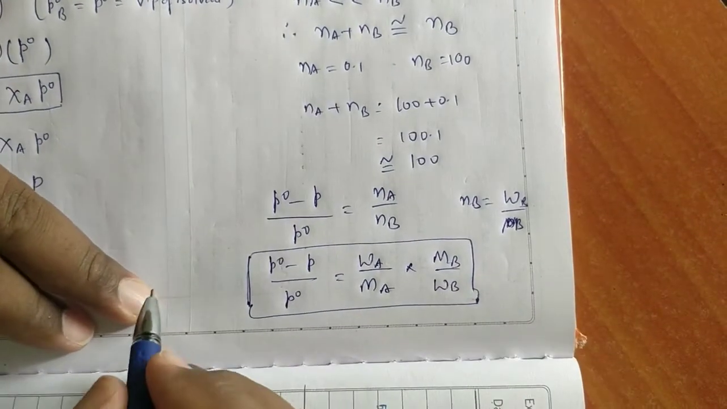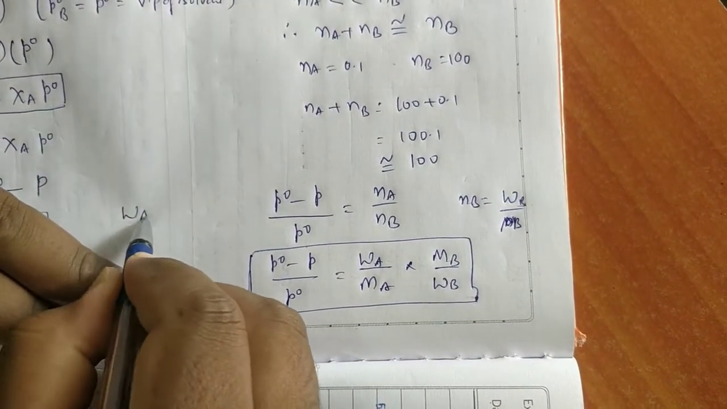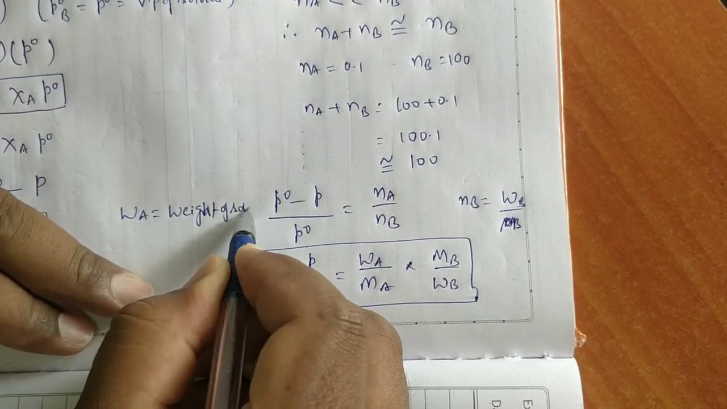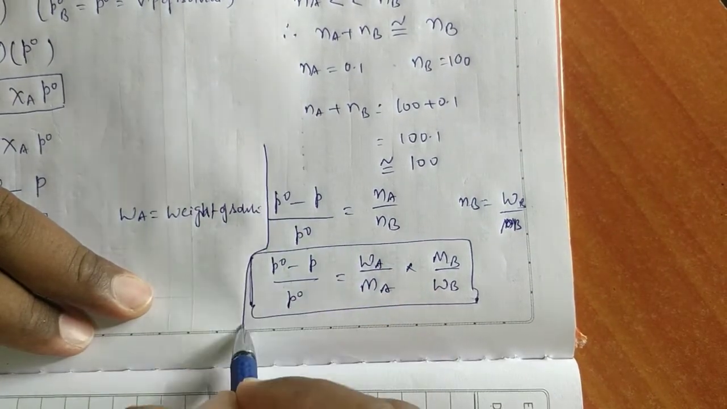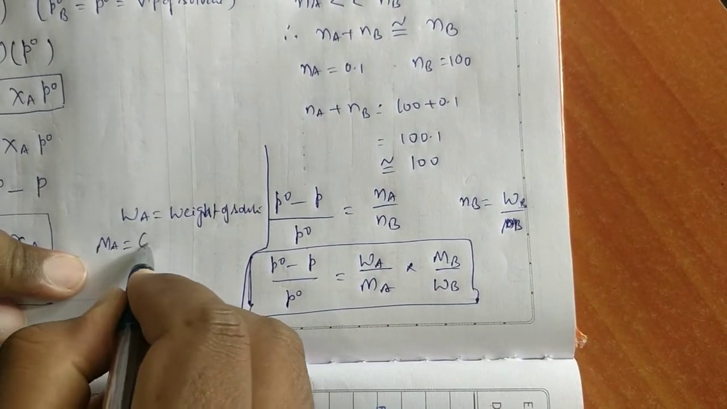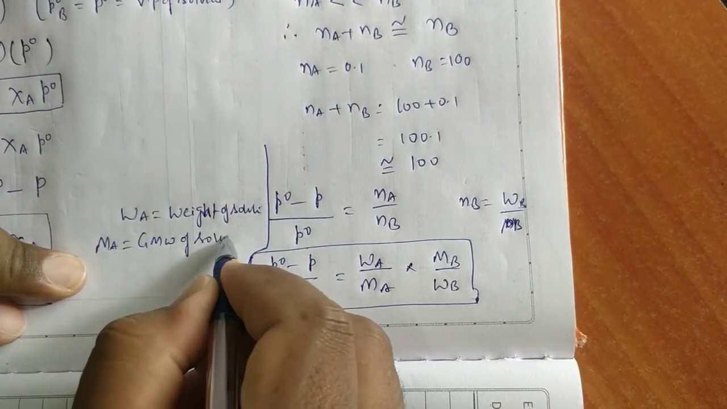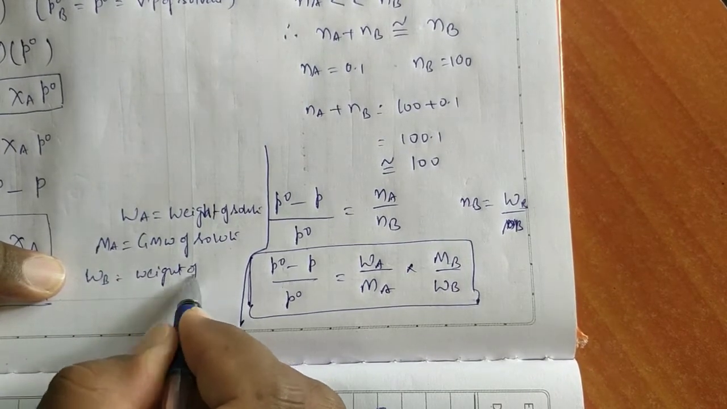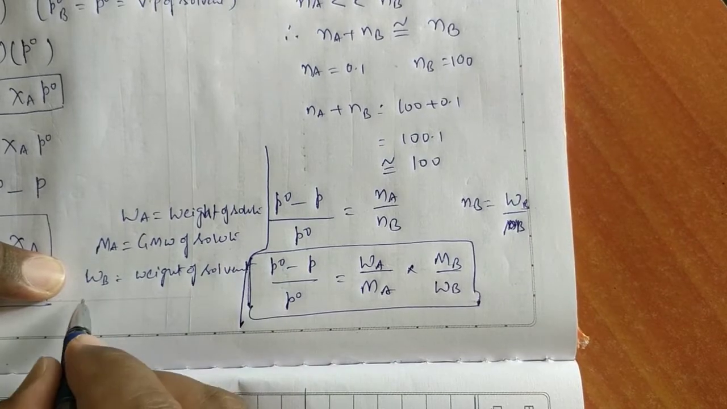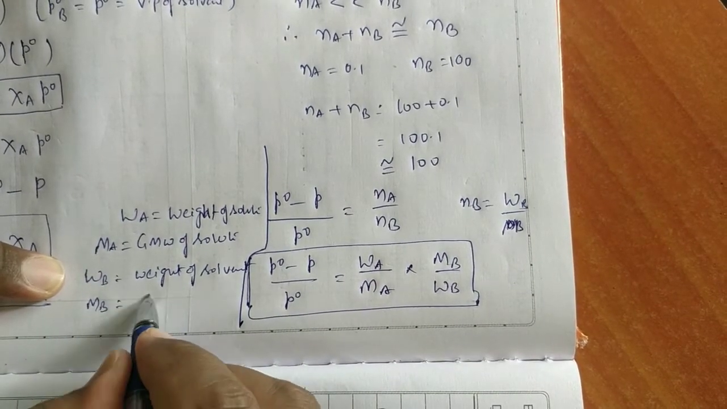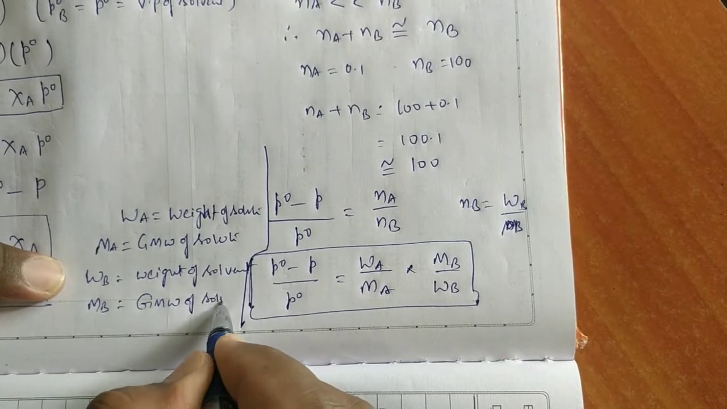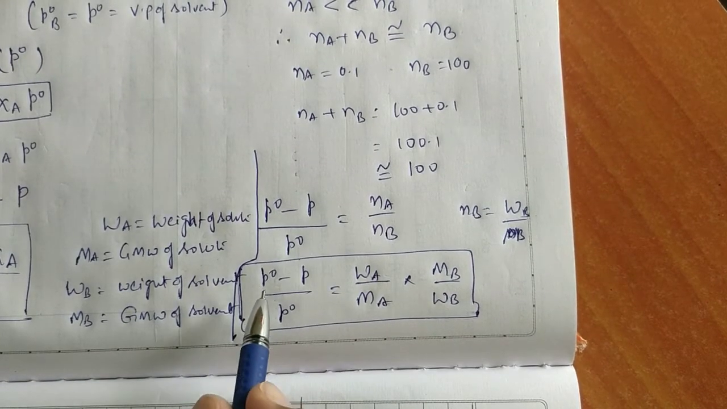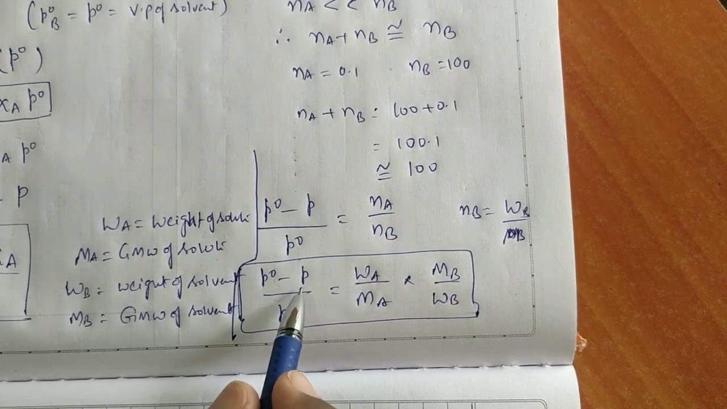Now I have to write the terms. Those terms are W is equal to weight of solute. Ma is equal to gram molecular weight of solute. Wb is equal to weight of solvent. Mb is equal to gram molecular weight of solvent. P naught is equal to vapor pressure of solvent. P is equal to vapor pressure of solution.